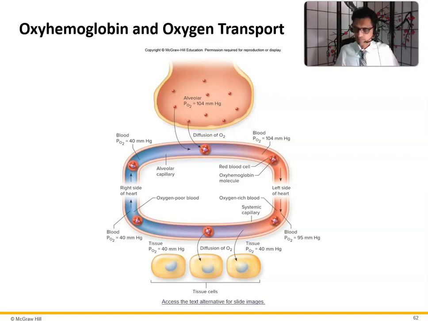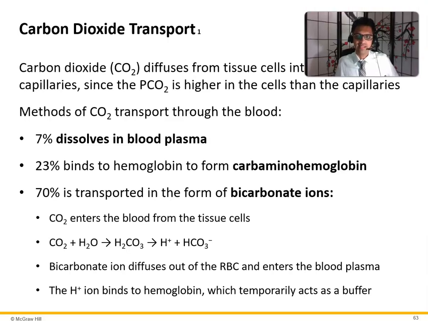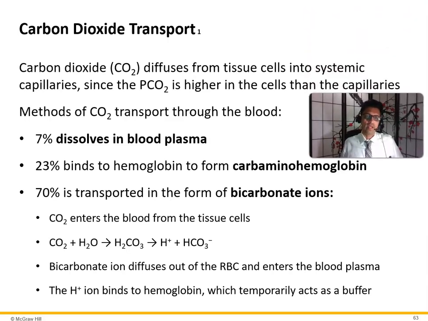Now, how do we get rid of carbon dioxide? Because that's the key right here. Carbon dioxide diffuses from tissues, right? So we're going to have carbon dioxide in our tissue cells diffuse into the systemic capillaries, because we want to get it in the capillaries, back to the right side of the heart, back to the alveoli, so you can breathe it out as carbon dioxide and water.